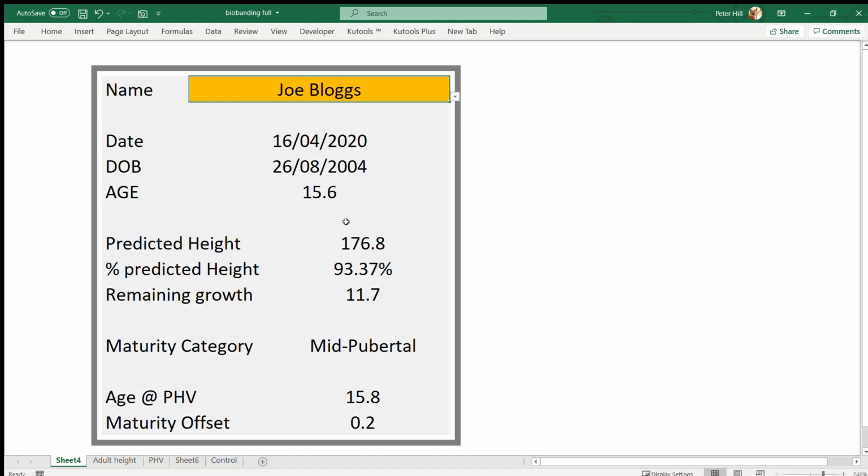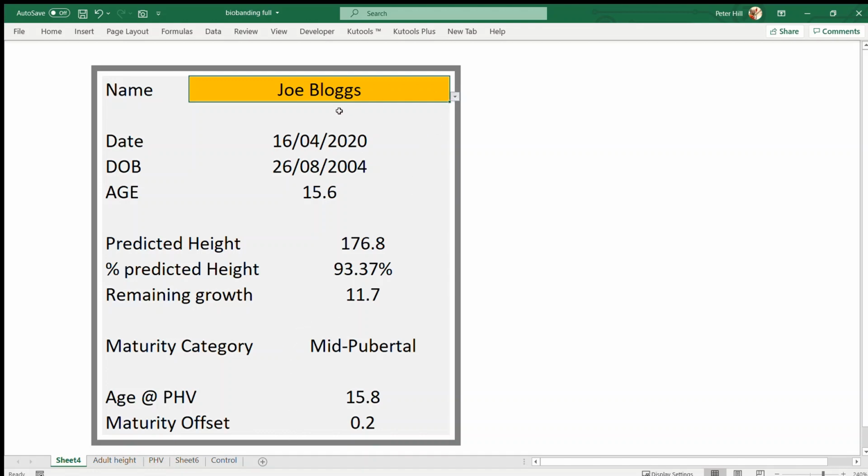So this is Joe. He is a predicted height and 11.7 centimeters left to go. He's mid-pubertal. So this is highlighting him as being almost ready to move. Alright, he's nearly at peak height velocity. He's mid-puberty. And if everything else was in place, this information would give me a grey area. But if everything else was right, I would recommend moving him.